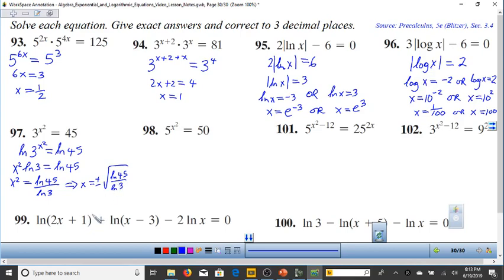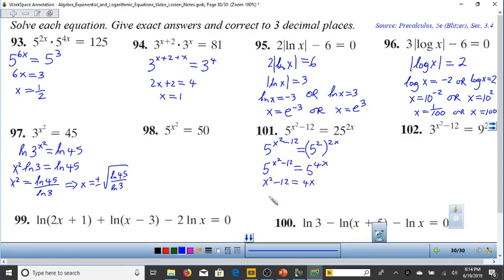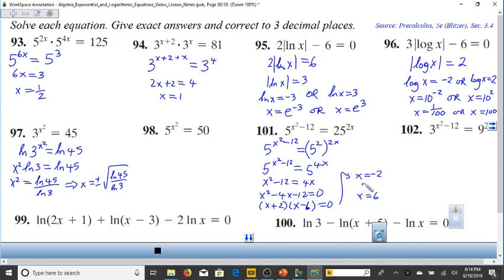Number 50 is done in a similar way, so I'm going to bypass that and go on to number 101. For number 101, again, we have the same base, namely base 5. So we get 5 to the 2 to the 2x. So we have 5 to the x squared minus 12 is equal to 5 to the 4x. So x squared minus 12 is equal to 4x, which means x squared minus 4x minus 12 is equal to 0, which you can factor to be x plus 2 times x minus 6, and then that will give you x equals negative 2 or x equal to 6, which you can check both answers to see if they work. I'll leave you to do number 102, which is similar.